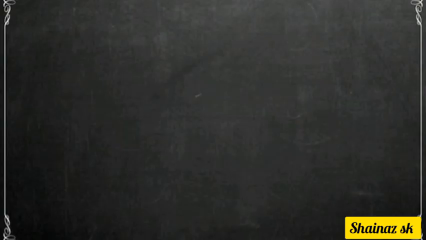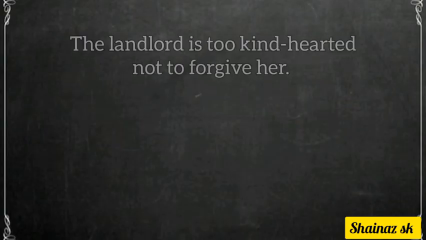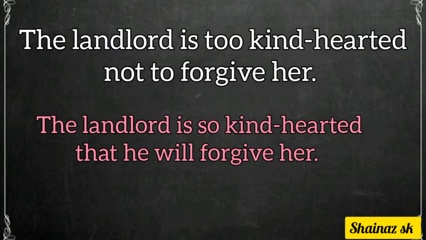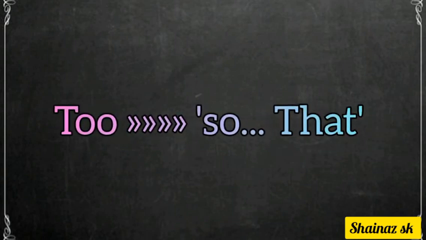In the same way, see the next sentence. The landlord is too kind-hearted not to forgive her. So the transformed sentence will be like this: The landlord is so kind-hearted that he will forgive her. So children, I hope you have understood how to remove "too" and replace it with "so" and "that".